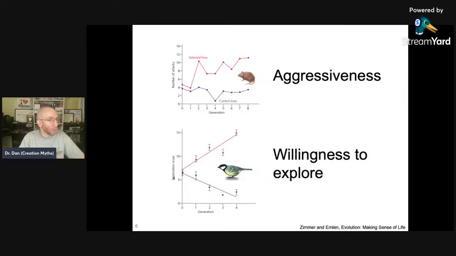So this is the exploration score. It's basically like how far and for how long are the birds willing to leave their nest. And across just 4 generations, you can actually select for fairly stark differences in this trait, which means obviously there's a genetic component for these phenotypic traits.